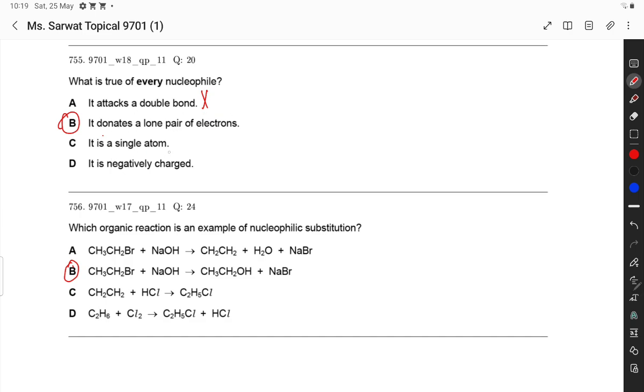It is a single atom, no, not correct. It is sometimes negatively charged and acts as a nucleophile, but it is not correct in all cases, because C2H4 also acts as a nucleophile, but it is not negatively charged, it is an alkene, carbon to carbon double bond. So, that is why it donates a lone pair of electrons. This is the best option in case of nucleophile.